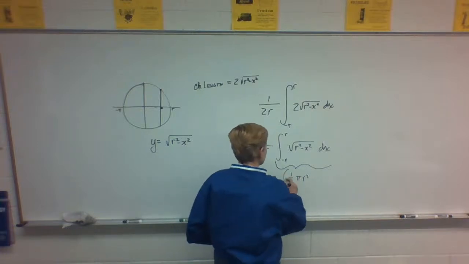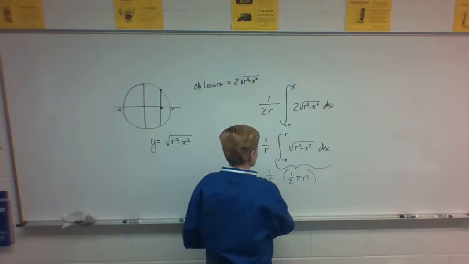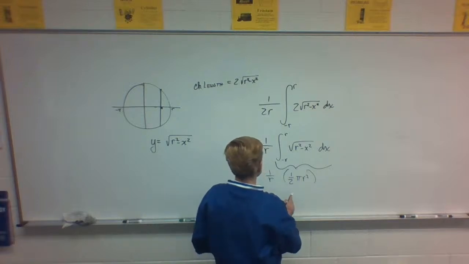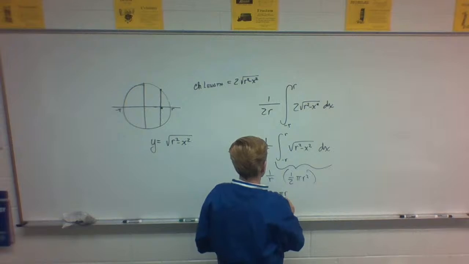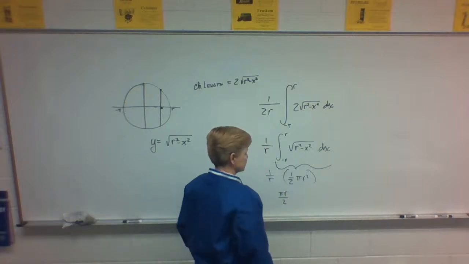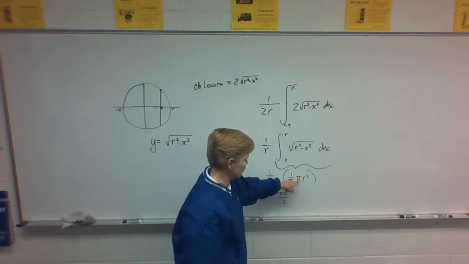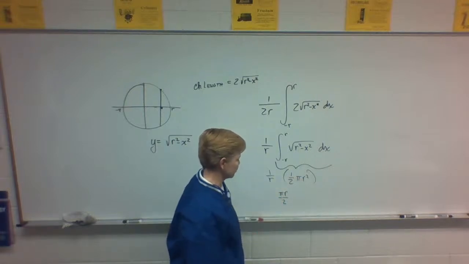Okay, so I'm going to multiply that times 1 over r. What is that? Pi r over 2, isn't it? One of the r's will cancel. If I put the remaining r in the pi and multiply by 1/2, I get pi r over 2.